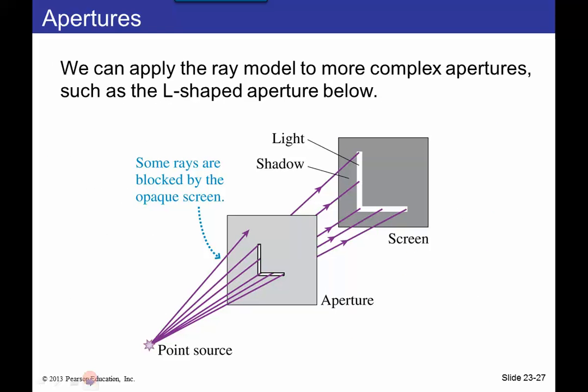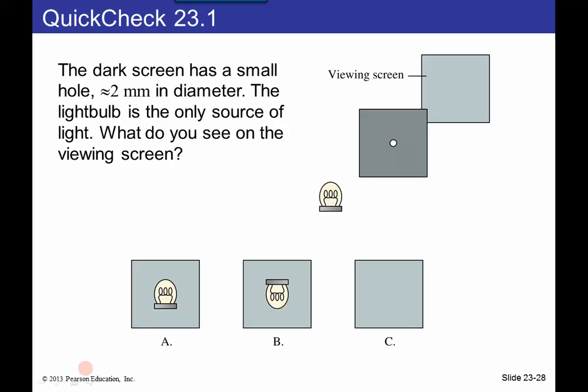And we can apply the ray model to any type of aperture. In this case, we have an L-shaped aperture. And let's look at this question here. You have a dark screen with a small hole, and then you have a view screen, and then you have a light bulb here. So what do you see here? Do you see this image A, B, or nothing? Take a minute. And you're going to see B, the image upside down, and you can see why, because the rays are going to travel. This one is going to end up here, and this one is going to end up here.